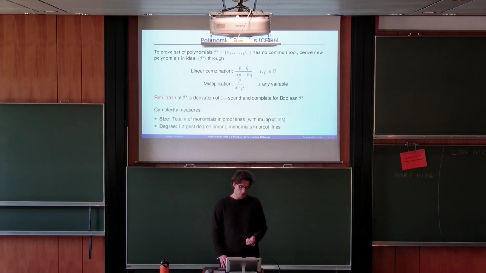And the two complexity measures that we're interested in in this talk are size, which is the total number of monomials in the proof lines, as well as degree, which is the largest degree that appears in some monomial in the proof lines.